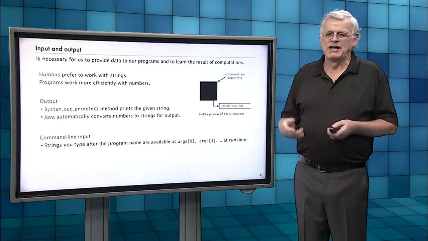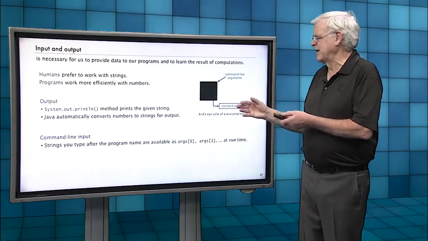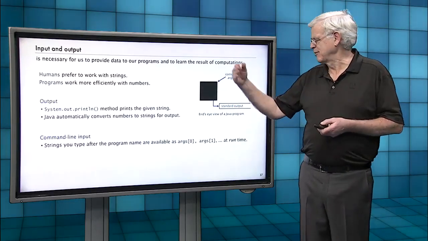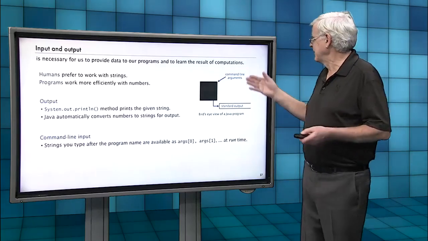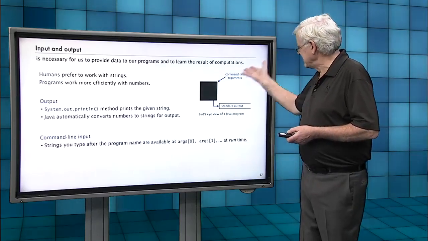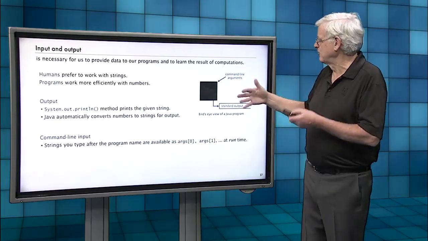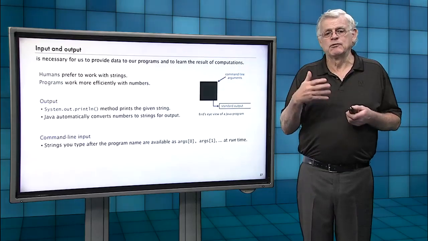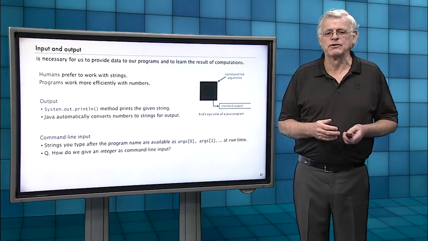For input, if you type java and a program name, any strings you type after the program name are available to the program. We'll look at how to get information into our program as strings from the command line. So those are the two ways at the beginning that we're going to use input and output to get information to our program and to learn what it did.